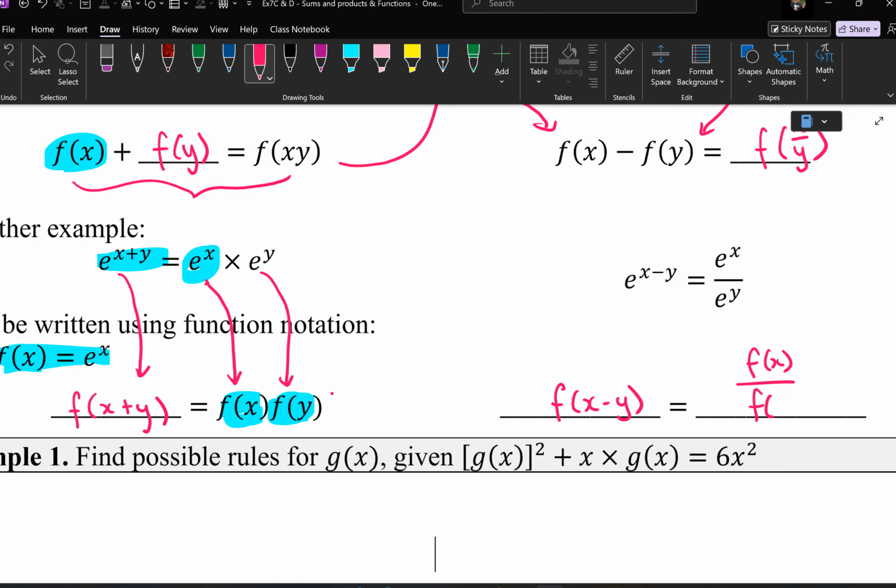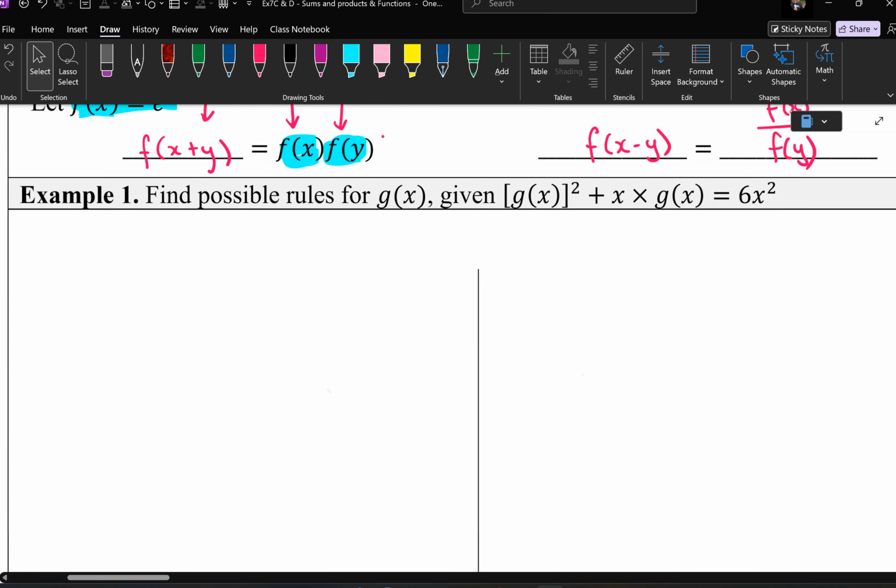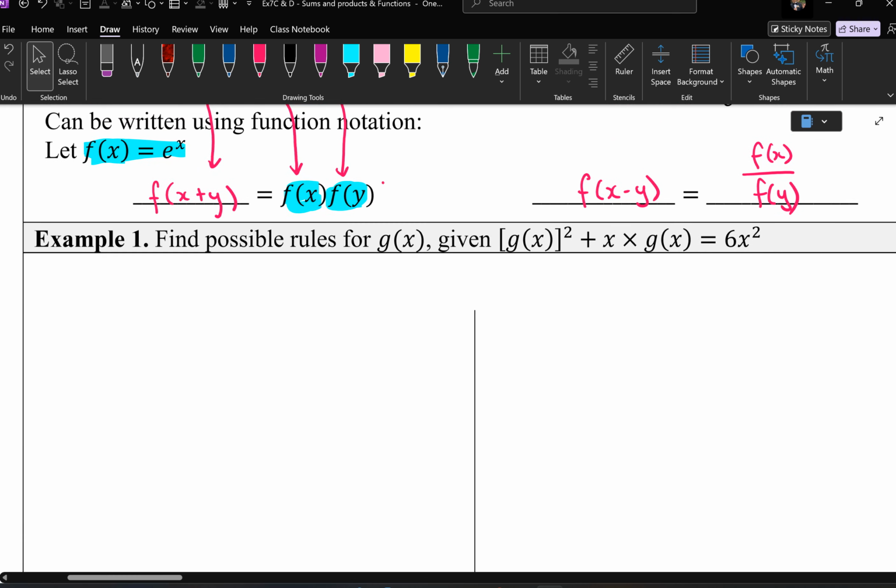Beautiful. Now let's do an example. Here's an example where they use function notation. Example 1. They say, find the possible rules for g of x. Because g of x has to equal to something.